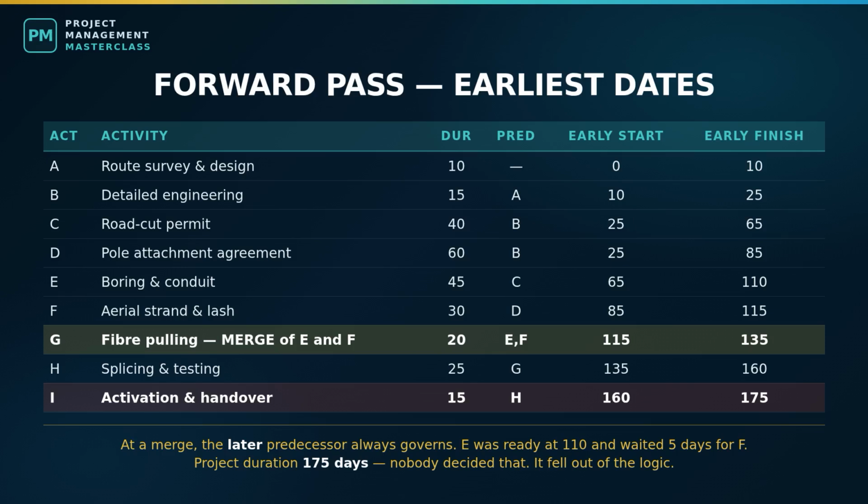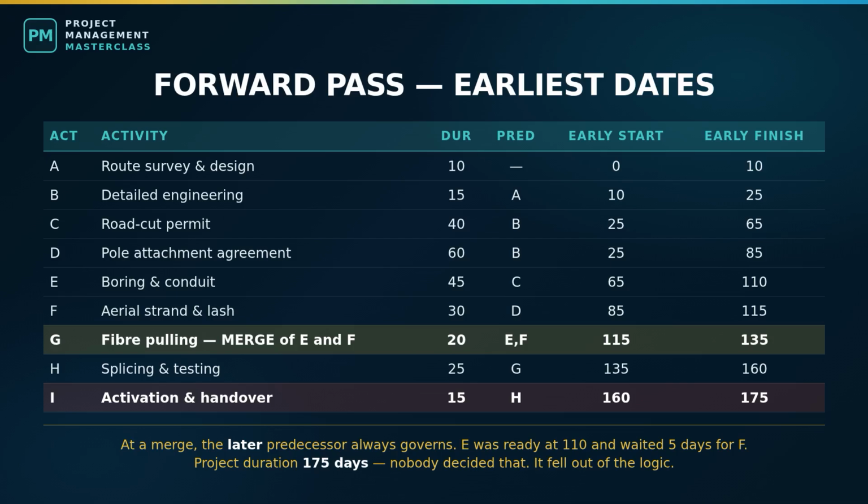Activity A, nothing before it, so earliest start day 0, 10 days. Earliest finish, day 10. Activity B, needs A, which finishes day 10. Earliest start day 10. 15 days. Earliest finish, day 25. Activity C, the road cut permit. Needs B, done at 25. Earliest start 25, 40 days. Earliest finish day 65. Activity D, the pole agreement, also needs B. Earliest start 25, 60 days. Earliest finish day 85.